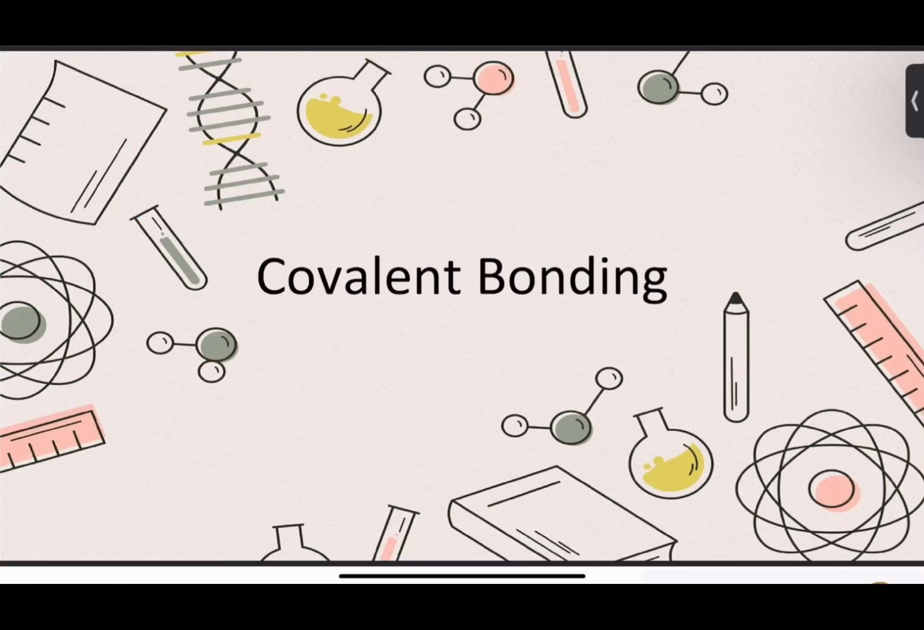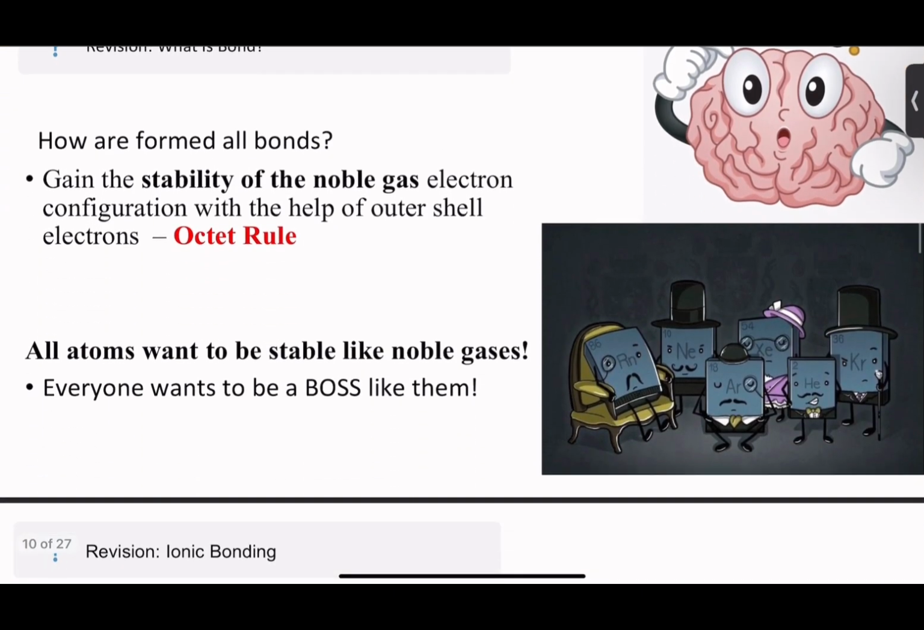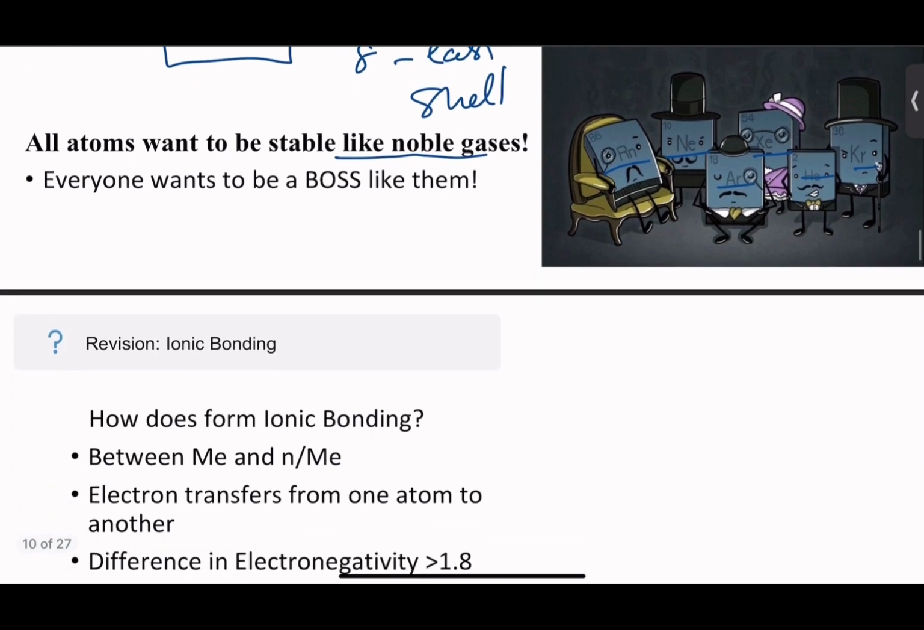Now this time we're going to talk about covalent bonding. This is number 2. We have talked about this, that in order to gain stability, you need to follow the octet rule. Octet means 8 electrons in the last shell. Once you get 8 electrons, you become like the noble gases, as shown in here. The last group, they all have the octet rule completed.